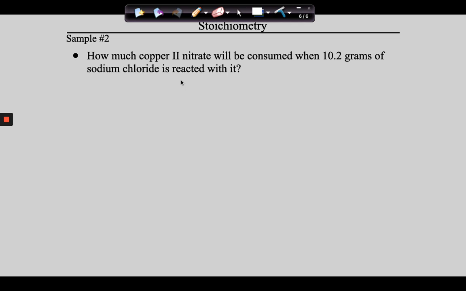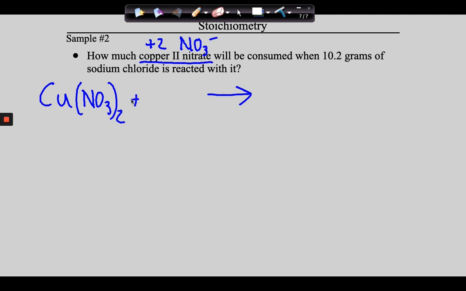So guys, in order to solve this, we need to figure out how this reaction goes. So, just like always, we write down a yield sign in the middle. Then guys, we need to figure out our reactants and our products. So how much copper 2 nitrate will be consumed? Well, guys, if it's being consumed, it's a reactant. So copper is +2, nitrate is NO3 with a -1 charge. And so +2 minus 1, we need 2 nitrates. So that would be our copper 2 nitrate.